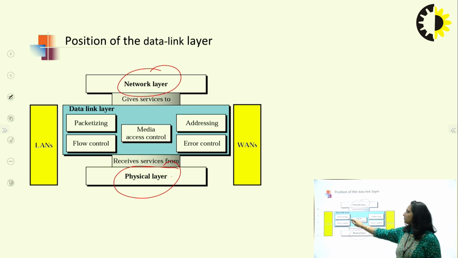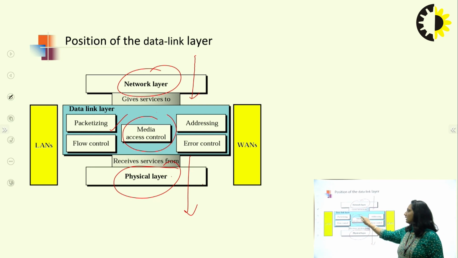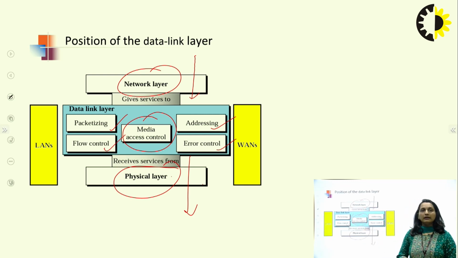The first feature is packetization. We make a packet of the data, and after making the packet, we transfer it to the physical layer. So the data comes from the network layer and goes to the physical layer. Then there is medium access control, where we control access to the medium. The other features of the data link layer are addressing, error control and flow control.